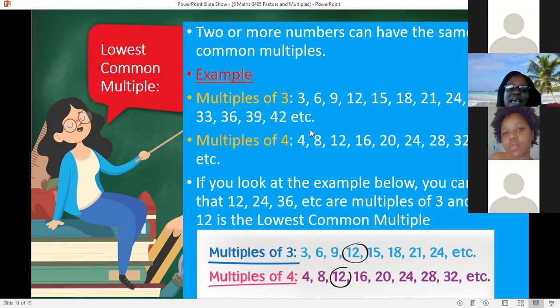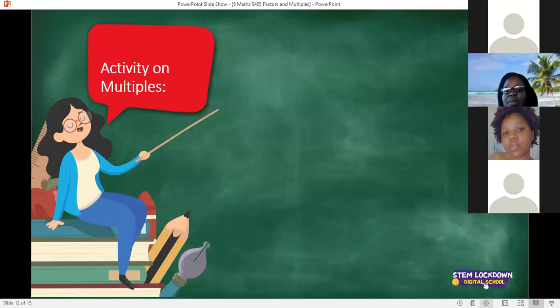If you look at the example below, you can see that 12 is a common multiple. Meaning that if I count in 3s and count in 4s, there is 12. And also 24 is a common multiple. When we look at the lowest common multiple, which one do they meet at first? Multiples of 3 and 4 will meet at 12 first, and then they'll meet again at 24, at 36, and so on. So these are lowest common multiples.